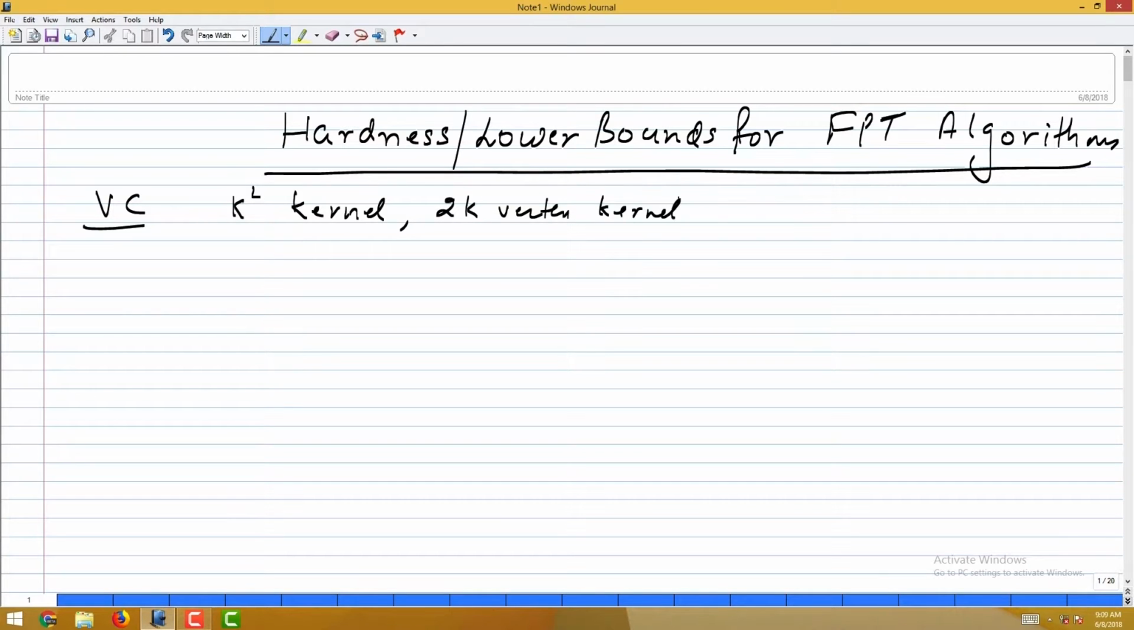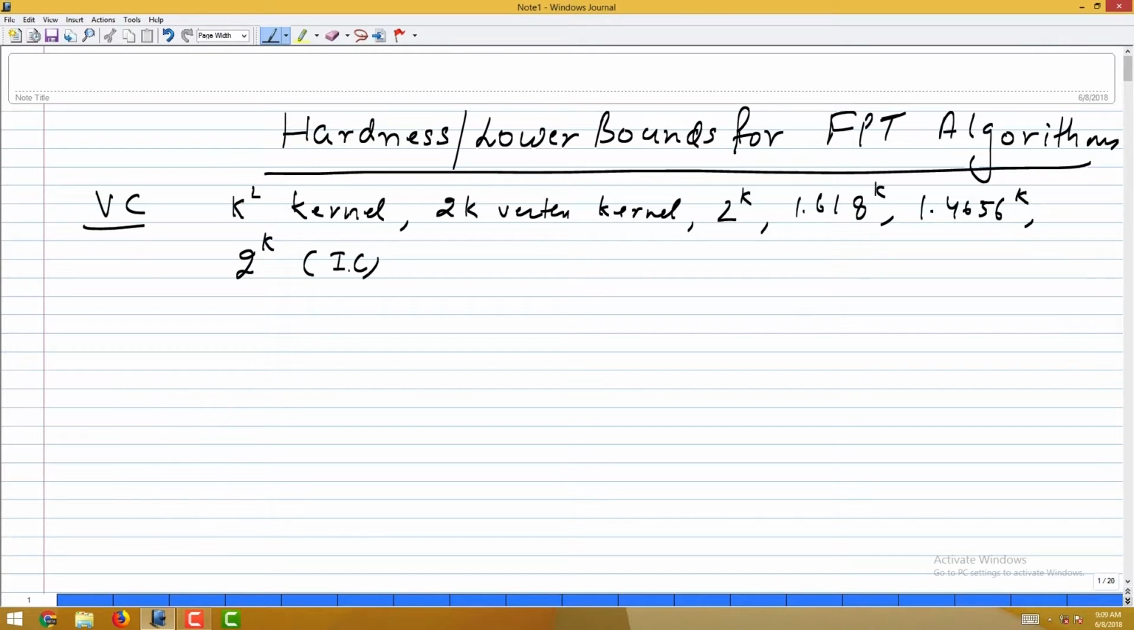vertex cover using LP. We saw a 2^k branching algorithm for vertex cover, a 1.618^k branching algorithm, a 1.4656^k branching algorithm, then again a 2^k algorithm using iterative compression. So we saw a lot of algorithms for vertex cover. But what we didn't talk about all this while is an algorithm for independent set.